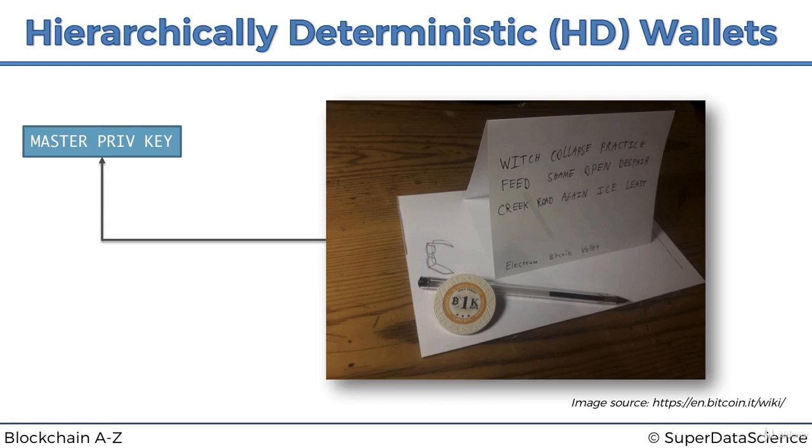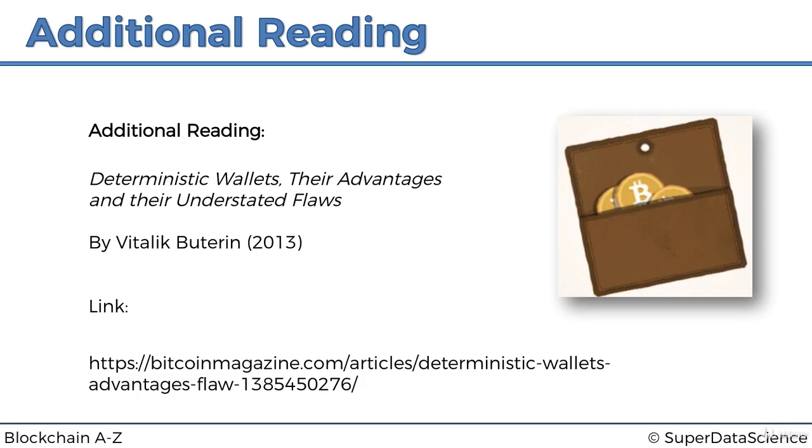And if you'd like to learn more, then check out the article by Vitalik Buterin. It's called Deterministic Wallets, Their Advantages and Their Understated Flaws. It's a great description, with some great analogies about how to think about these wallets. This part about the understated flaws, that is him referring to what is it called?